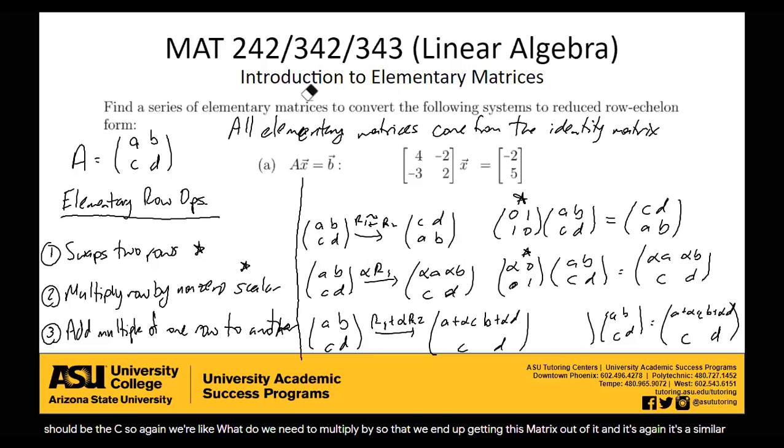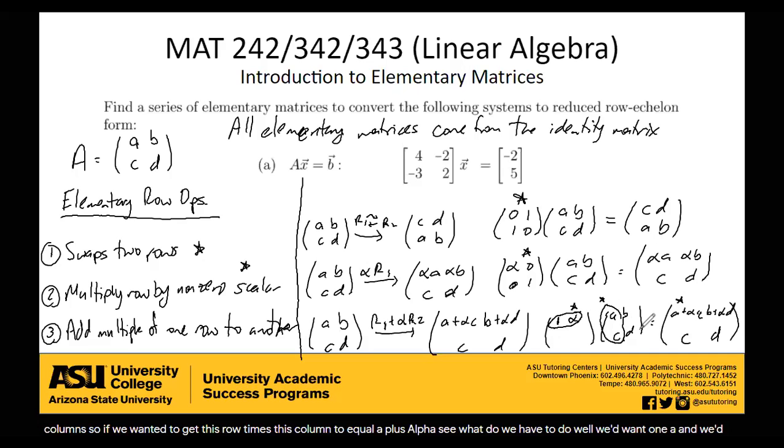Imagine trying to do that to the identity matrix, okay? And remember how matrix multiplication works, right? We multiply rows by columns. So if we wanted to get this row times this column to equal A plus alpha C, what do we have to do? Well, we'd want 1A and we'd want alpha many C's.